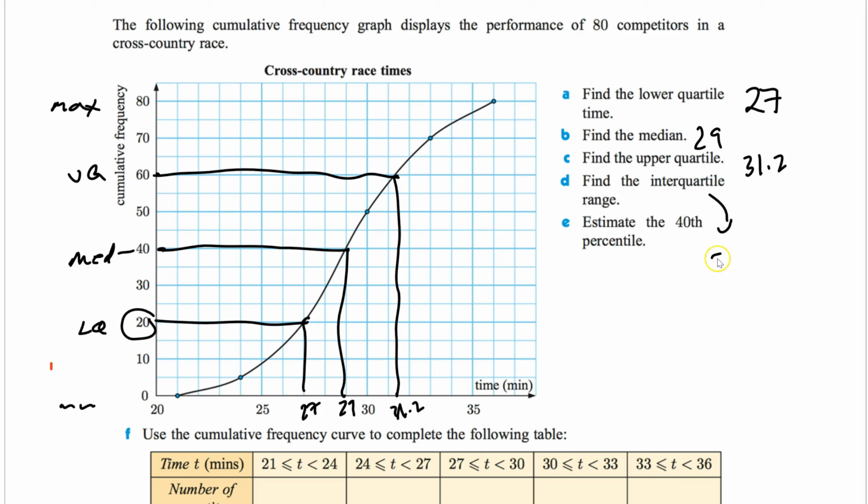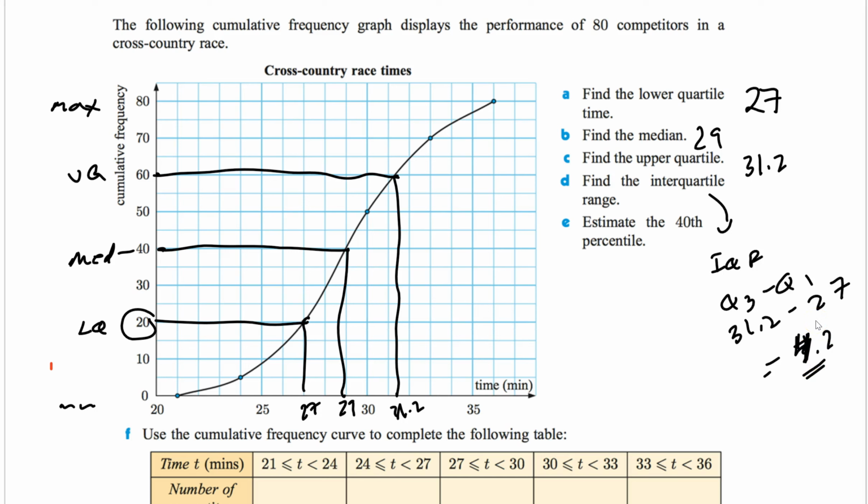Okay, well, that's IQR, which is Q3 minus Q1. My Q3 is right here, 31.2. My Q1's up there, 27. So if I subtract that, I get, let's say, 3.2? 4.2.